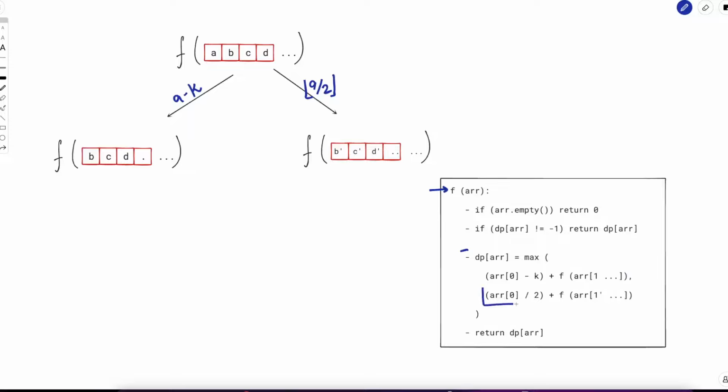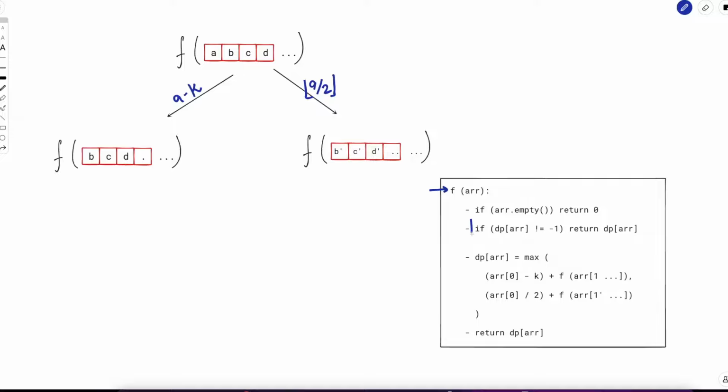Or you can say I will get this many coins, and I will need to find out the maximum number of points I can collect from the reduced array, which is 1 dash becomes array 1 by 2, 2 dash becomes array 2 by 2, and so on and so forth, right? So this dp array will contain the maximum number of points that you can collect afterwards.